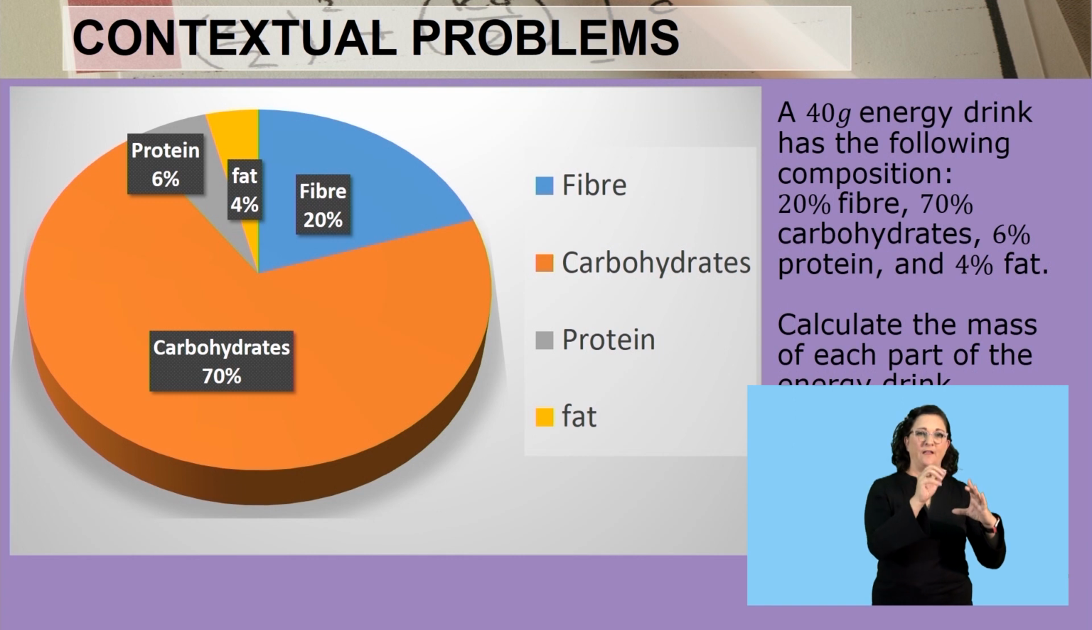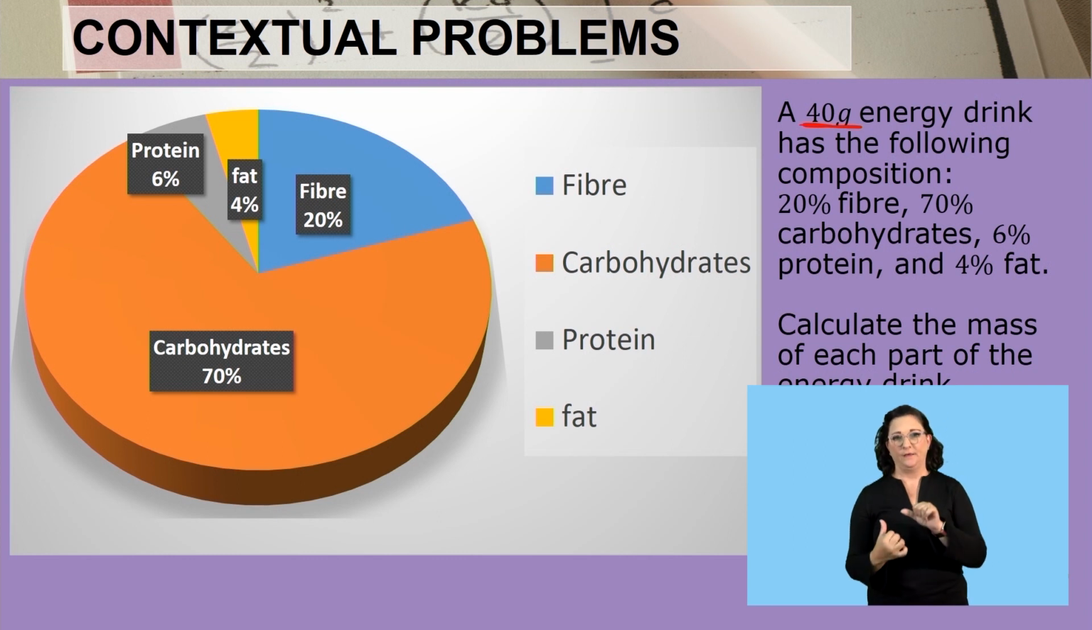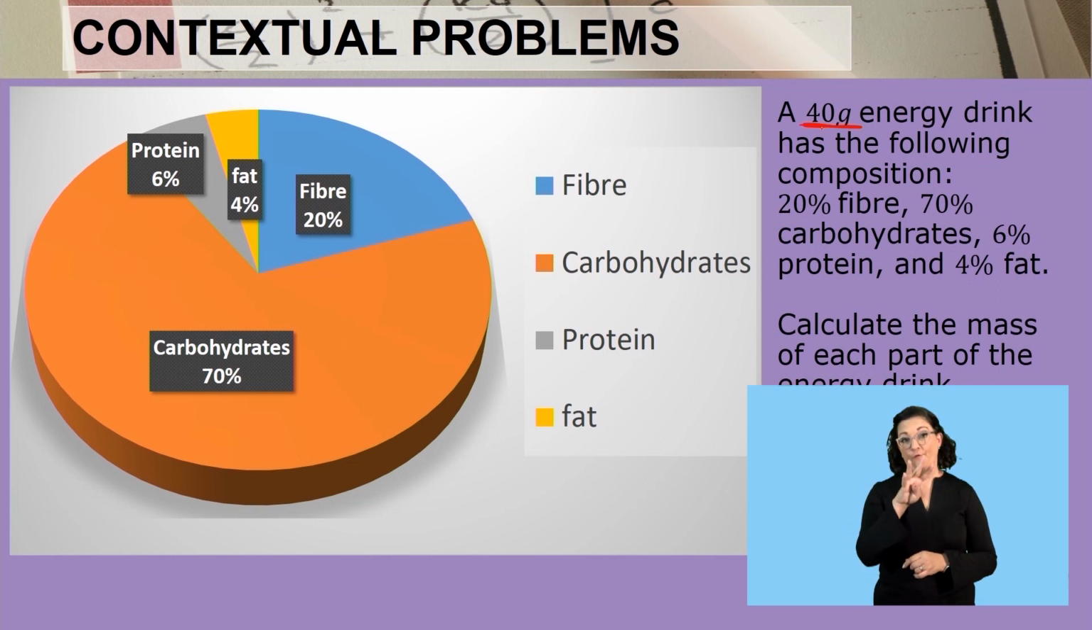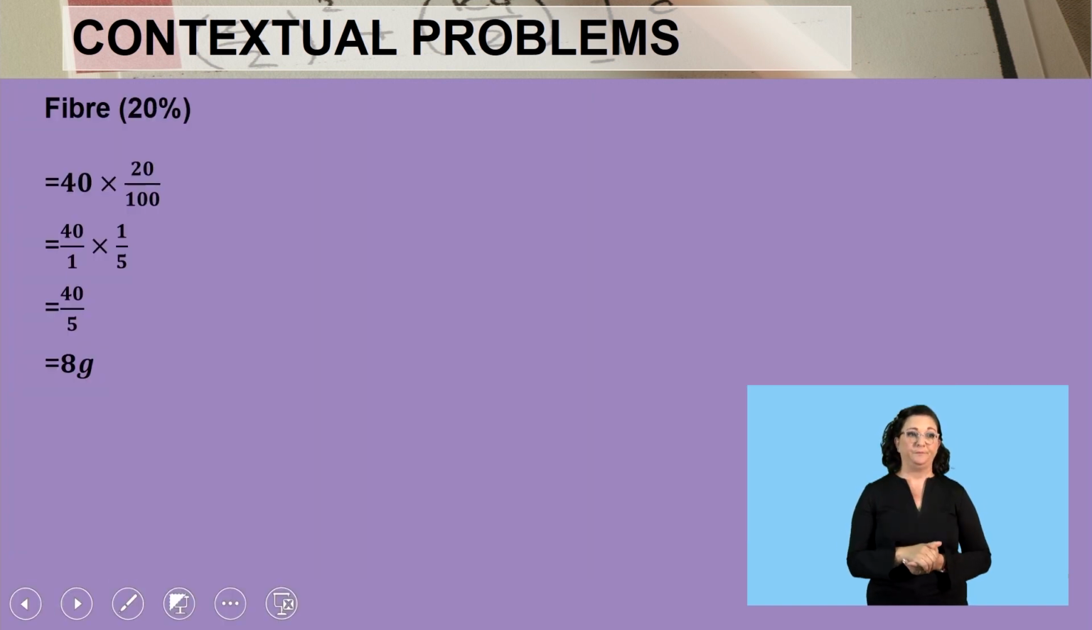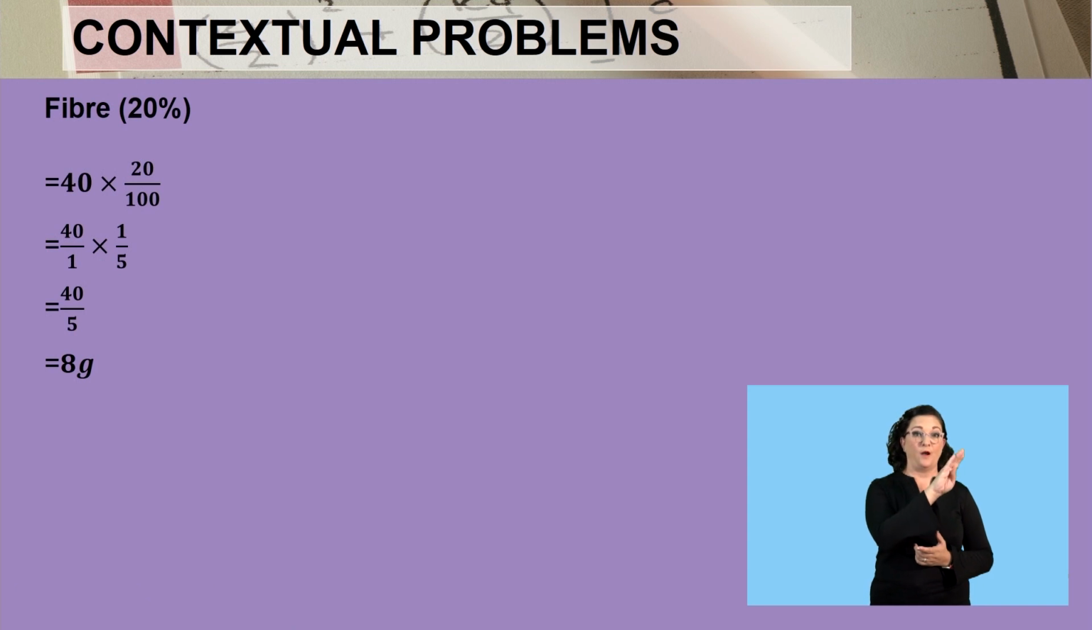So each one must have a portion. When we add, it takes us back to the 40 grams. So we're going to find 20% of 40, 70% of 40, 6% of 40, and 4% of 40. And let's see how it goes. First part, we've got our 20% of fiber as 8 grams. Remember, what we do is say 40 multiplied by 20 out of 100, which is 20%. And we simplify it to get 8 grams.